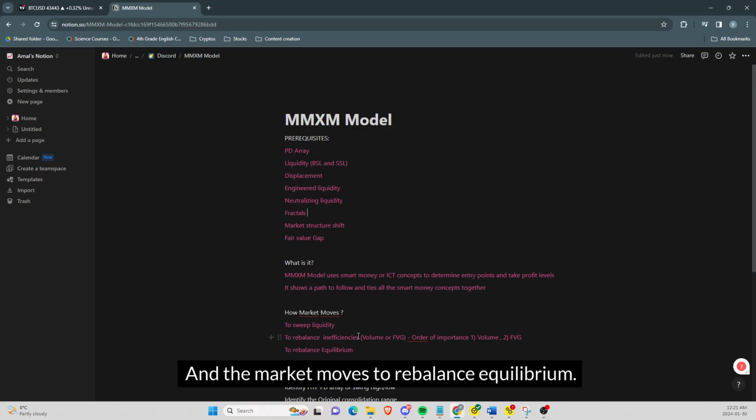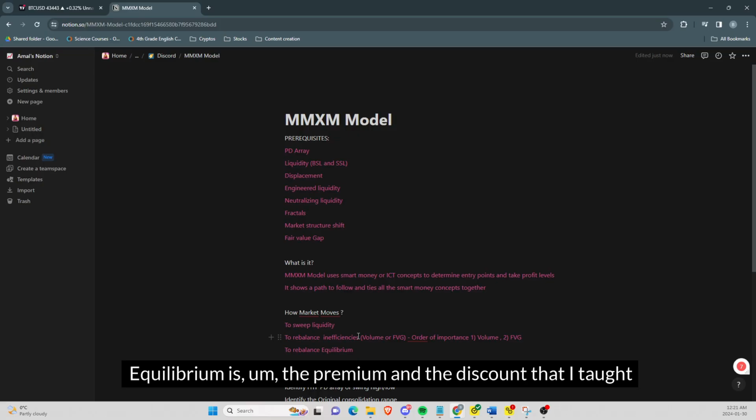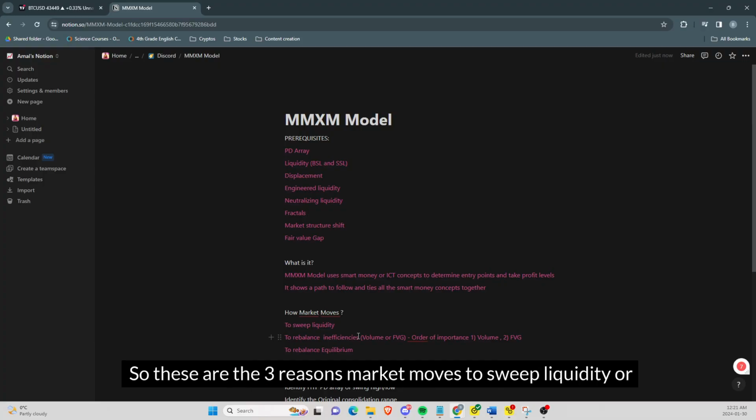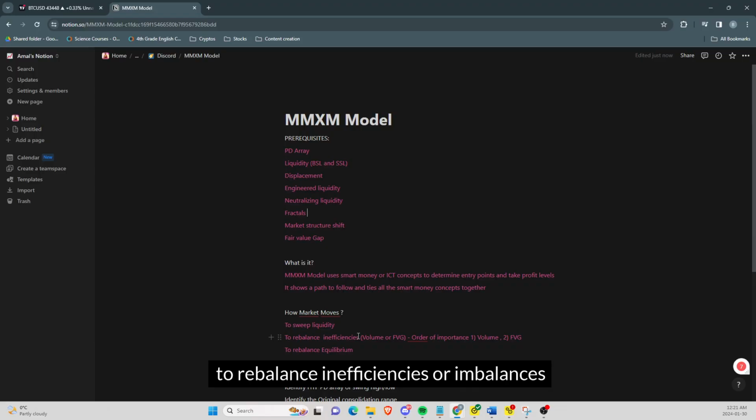And the market moves to rebalance equilibrium. Equilibrium is the premium and the discount that I taught you in the Fibonacci, right? So these are the three reasons the market moves: to sweep liquidity, or to rebalance inefficiencies or imbalances, or to rebalance the equilibrium, right?